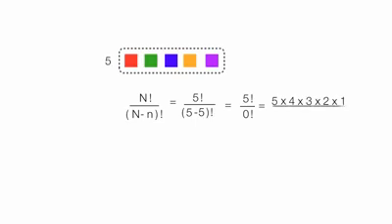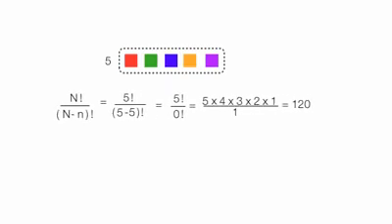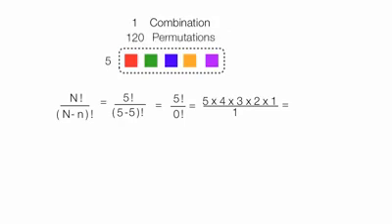So now I have 5 times 4 times 3 times 2 times 1 divided by 1, which is equal to 120. So it turns out that I have 120 permutations and 1 combination.